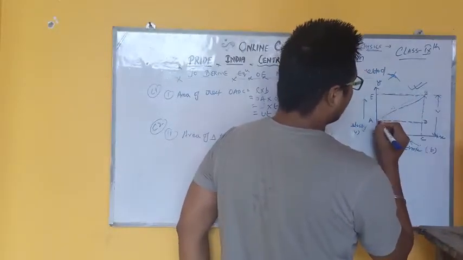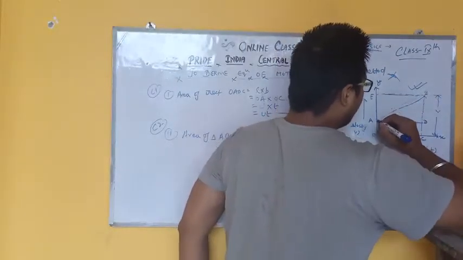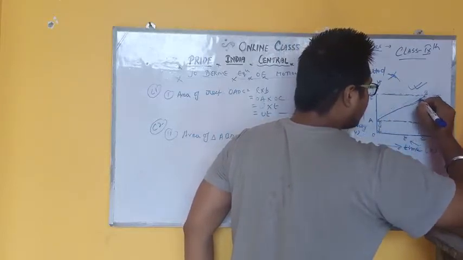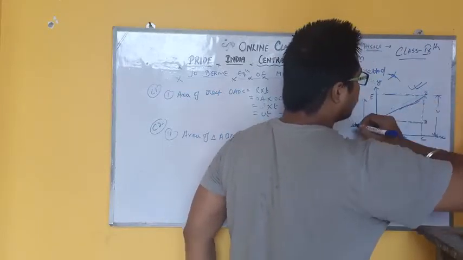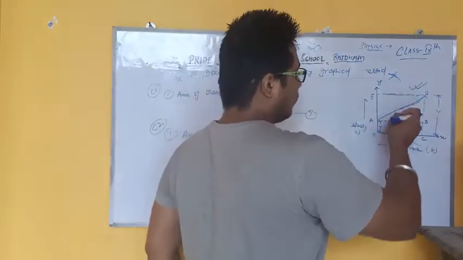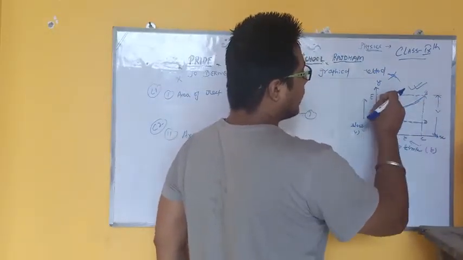AEBD is the whole rectangle. You can see it here. We divide the rectangle into two equal halves. One is ABD, the other is ABE.